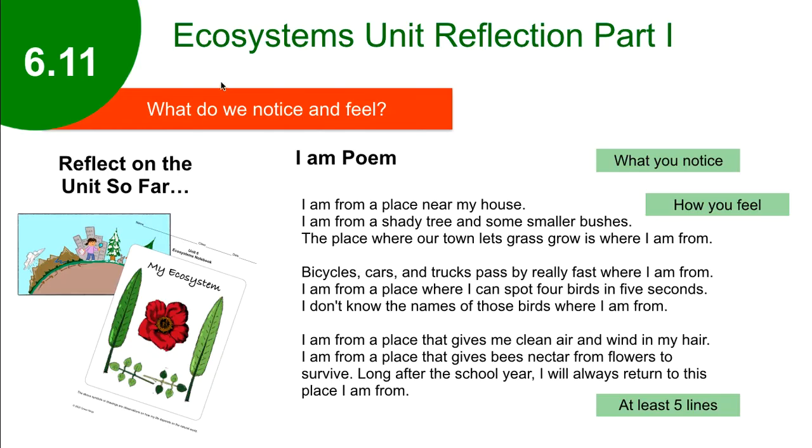It's time to reflect on some of what we've experienced. We find where we've gone in the unit roadmap, and then fill out some reflection questions in our ecosystem notebook. Then we craft a poem written from the perspective of our ecosystem study location. Each of the 5 lines should identify what you notice or how you feel there.